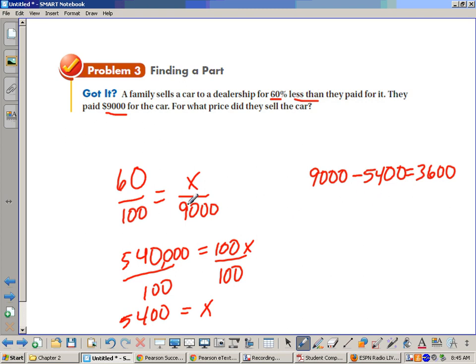Now another way of figuring this out is, if you remember, all percentages are in reference to 100. So if we're going to take 60% off of something, we're actually paying 40%. So if we wanted to solve this without having to do a subtraction problem, if we want to find out what we're going to sell it for, figure out what 40% of 9,000 is, rather than have to subtract. So in this case, we would take 9,000 and multiply by 40, and then divide by 100.